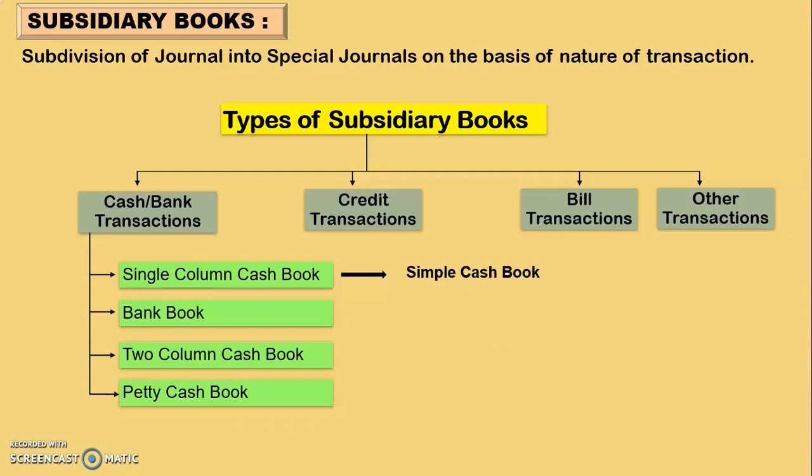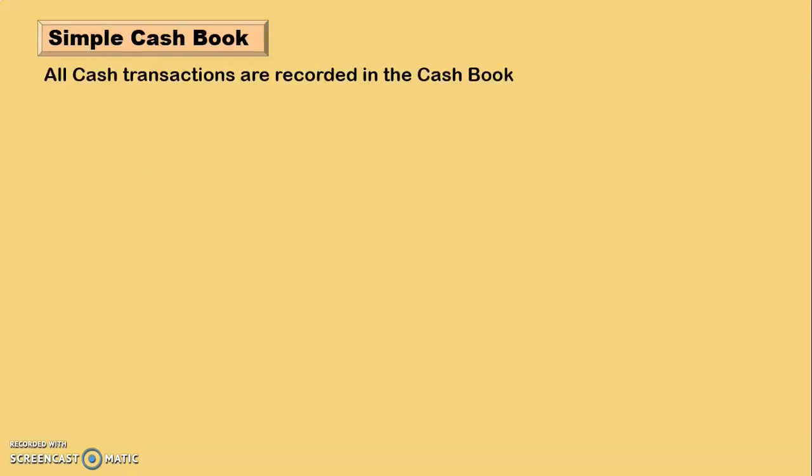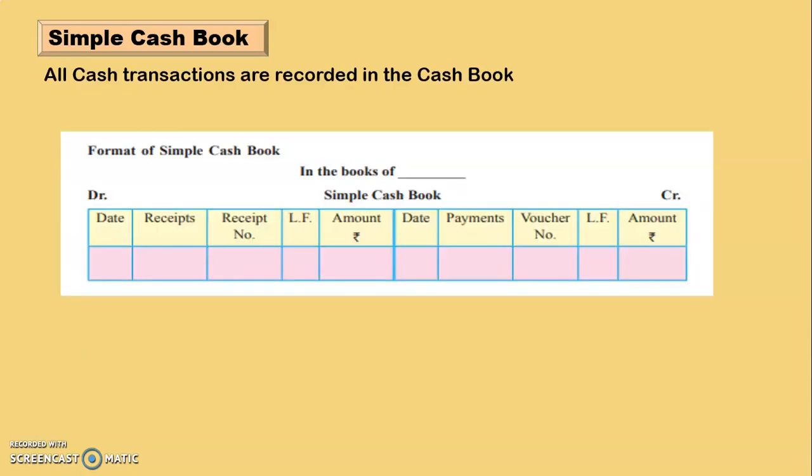First we'll see simple cash book. All cash transactions are recorded in simple cash book. The format of simple cash book is, on the debit side we have the date column, then the particulars column, that is the receipt column, receipt number, LF, which stands for ledger folio, and amount. And then on the credit side we have the date column, payment column, the voucher number to be written in the voucher column, ledger folio, and amount.